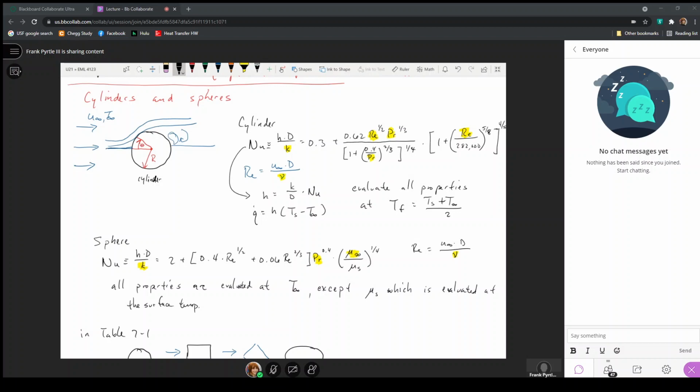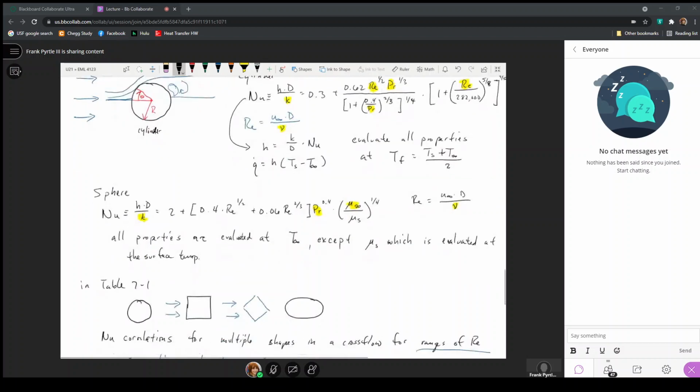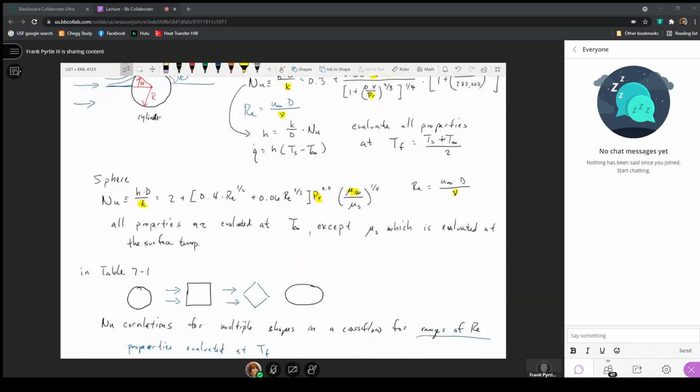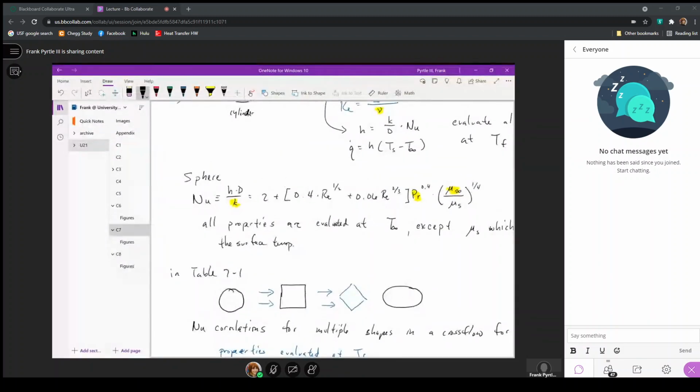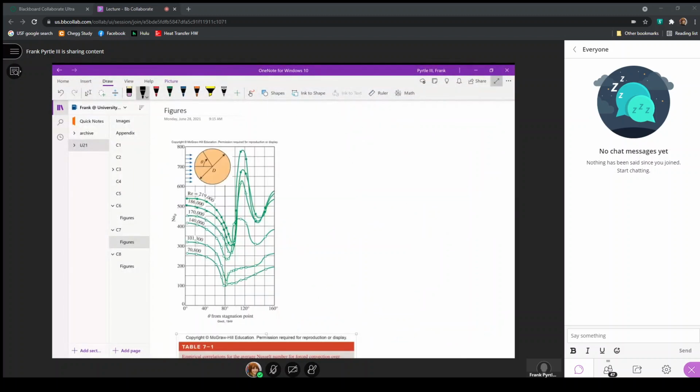Now, in table 7.1, which is what I referred to before we started the last problem, is an expression of Nusselt number correlations for multiple shapes. And actually, I'm going to reference that. I put this here in the figures. Right here.